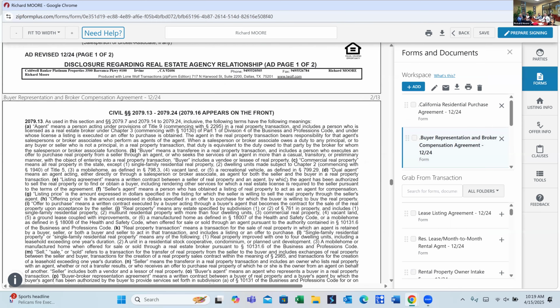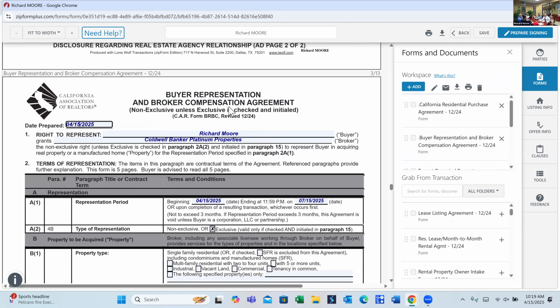Now let's just go through this quickly because this is very important. Date prepared, well, I just put today's date. And then got the name of the buyer, the broker, and then section A1, representation period. It's beginning April 15th and it's ending July 15th, on the 15th of July.